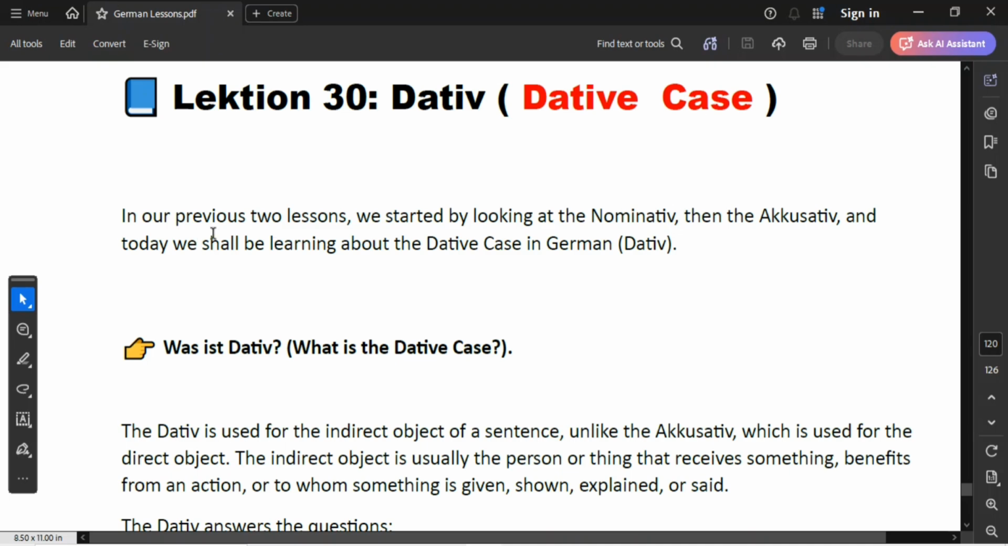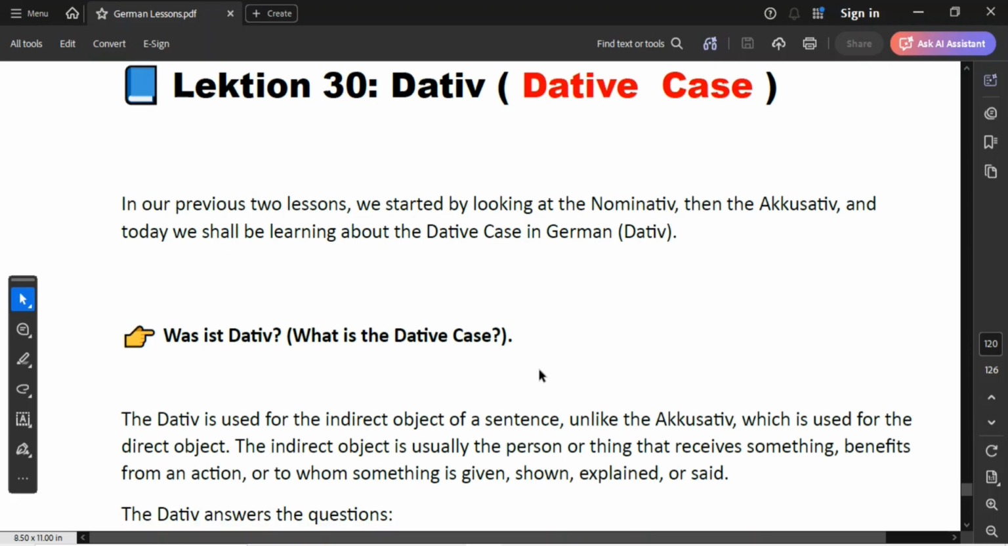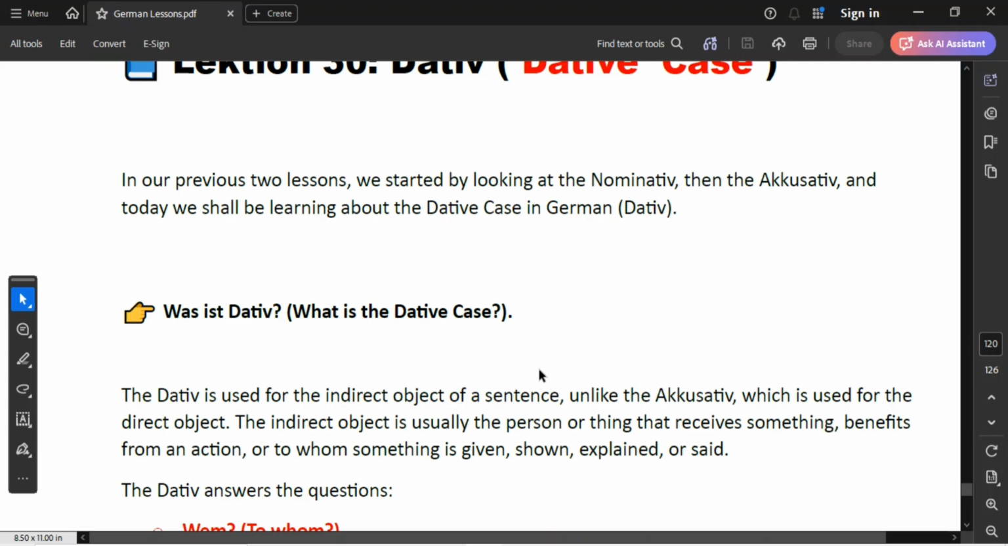I'll start by saying that in our previous two lessons, we started by looking at nominative, then after nominative we looked at accusative. Today we shall be learning about the dative case in German. The first question we need to ask ourselves is, was ist Dativ? What is the dative case?